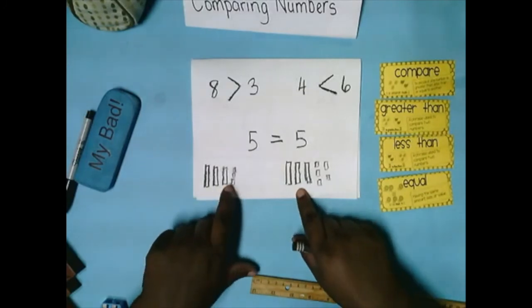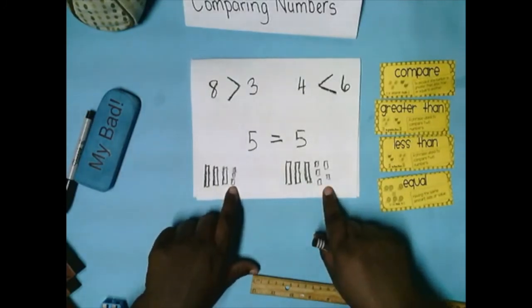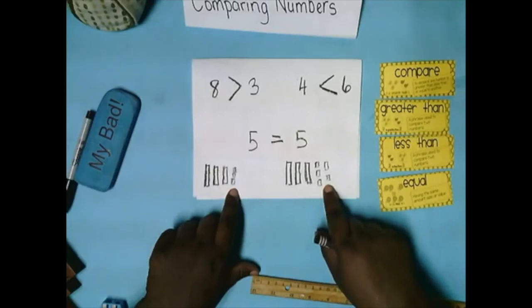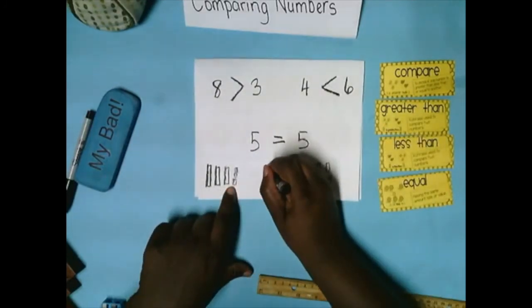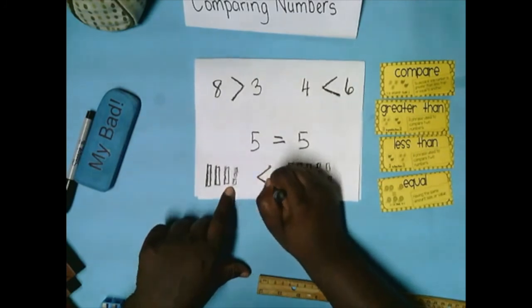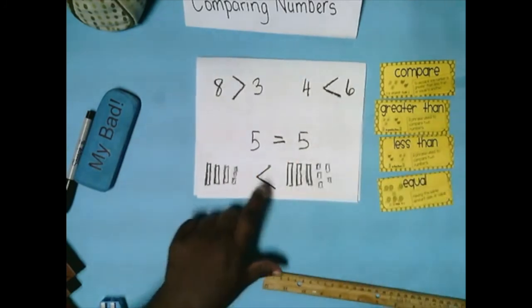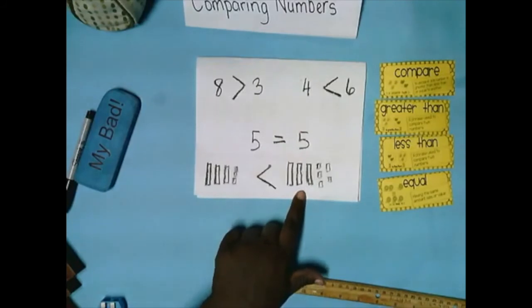So now I have to compare the ones. This is 3 and this is 5. So since 5 is greater than 3, that means 33 is less than 35. So I will turn my back to 33 and Al's mouth is opened.